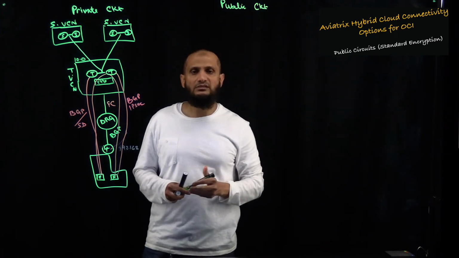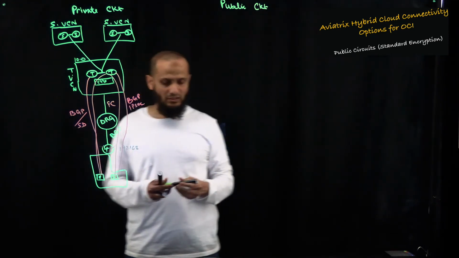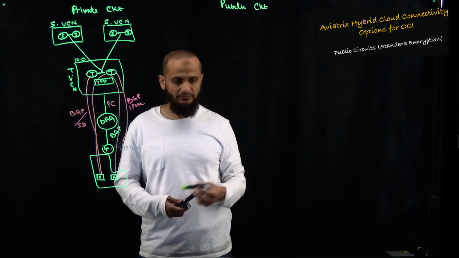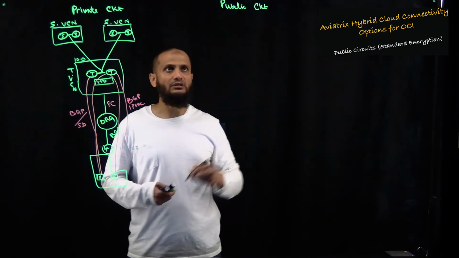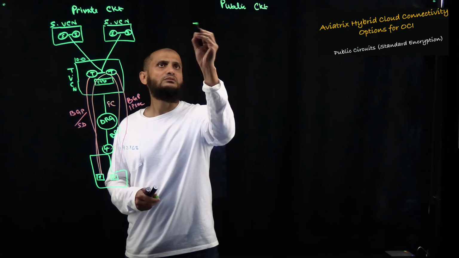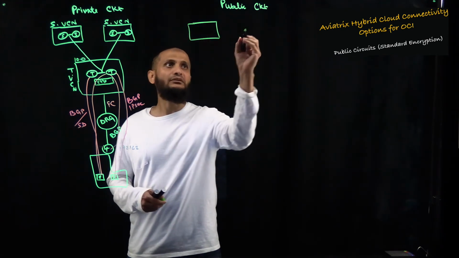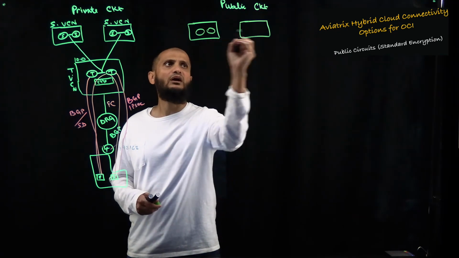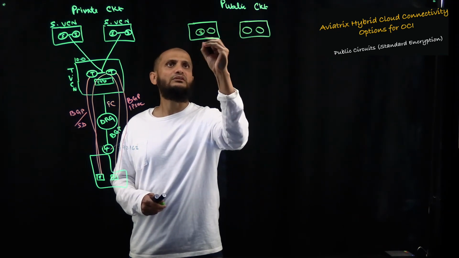Public circuit in this scenario is going to be internet. And then there are two different architectures over here as well. Right? So the first architecture is using the standard encryption. I'm going to draw the same architecture one more time. So these are spoke.